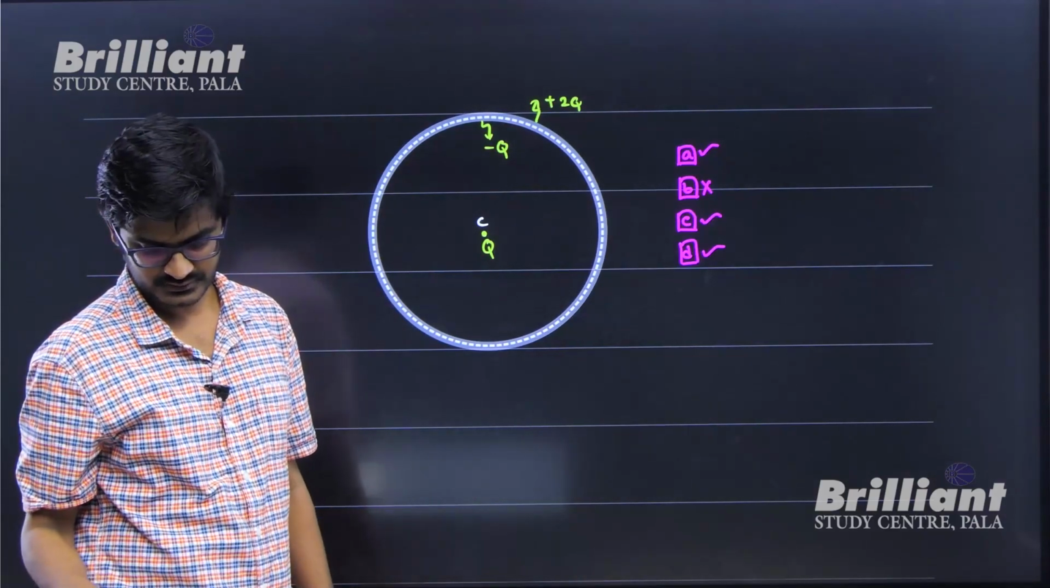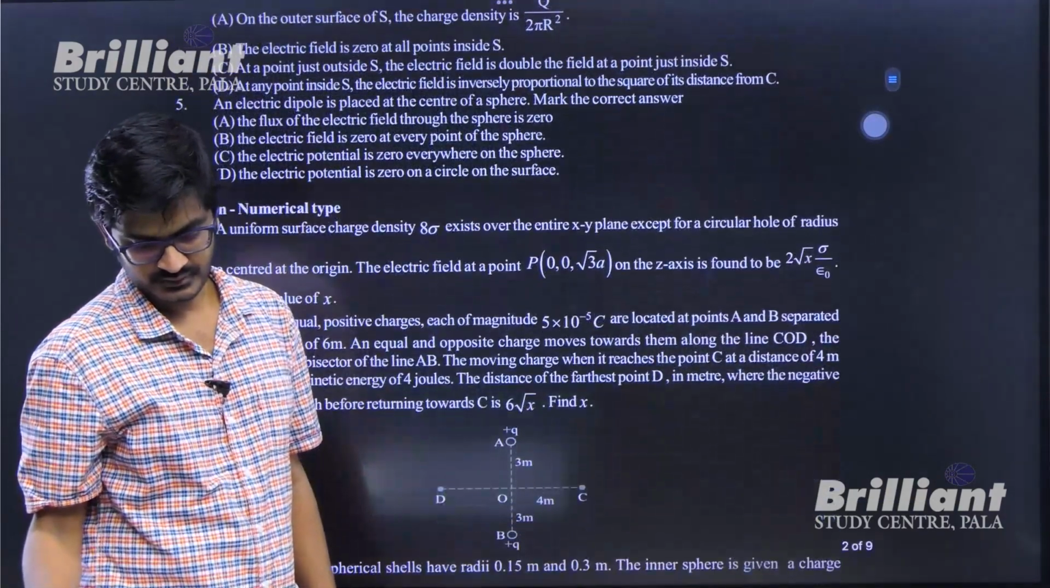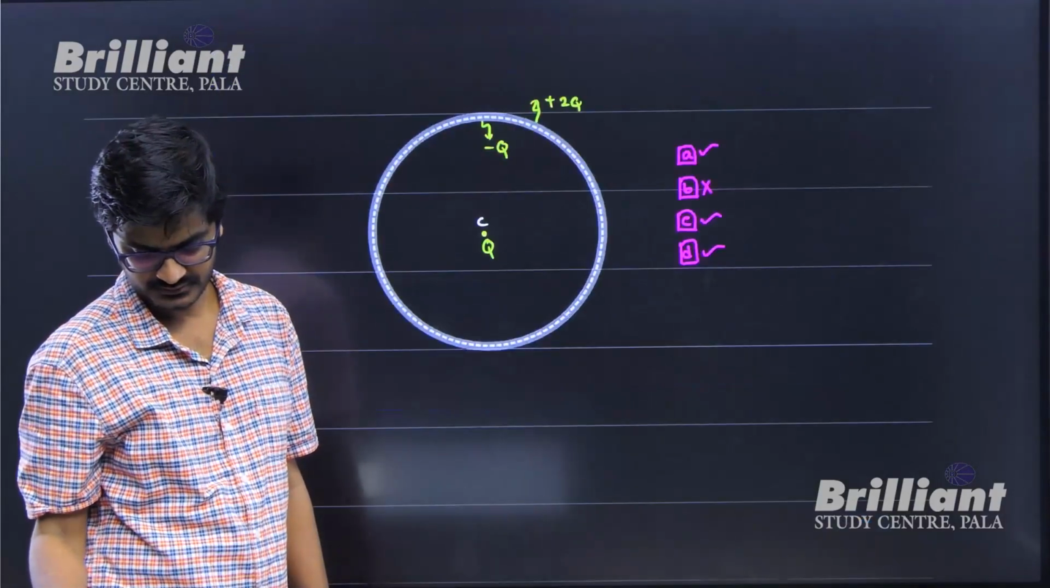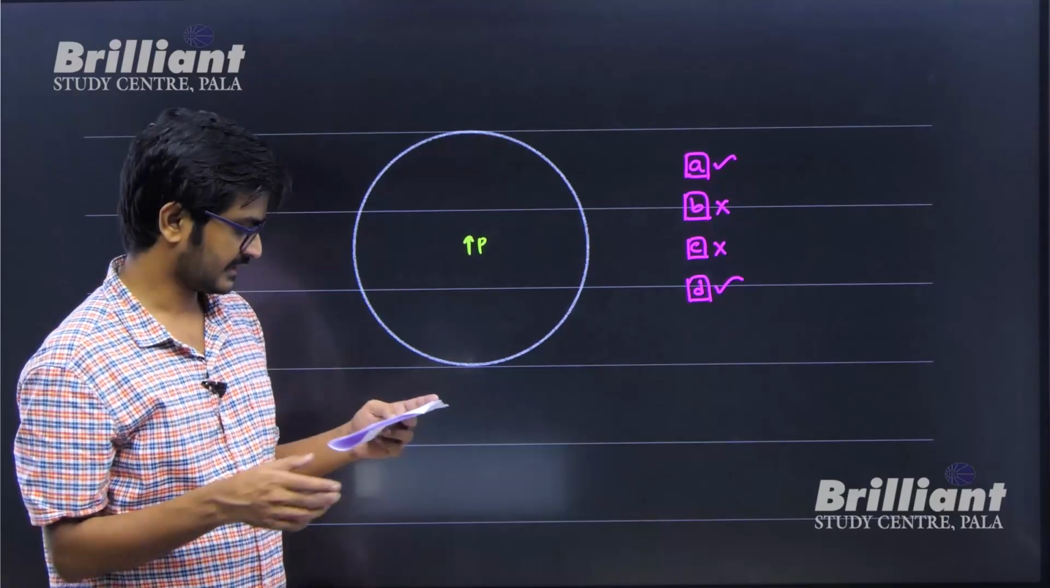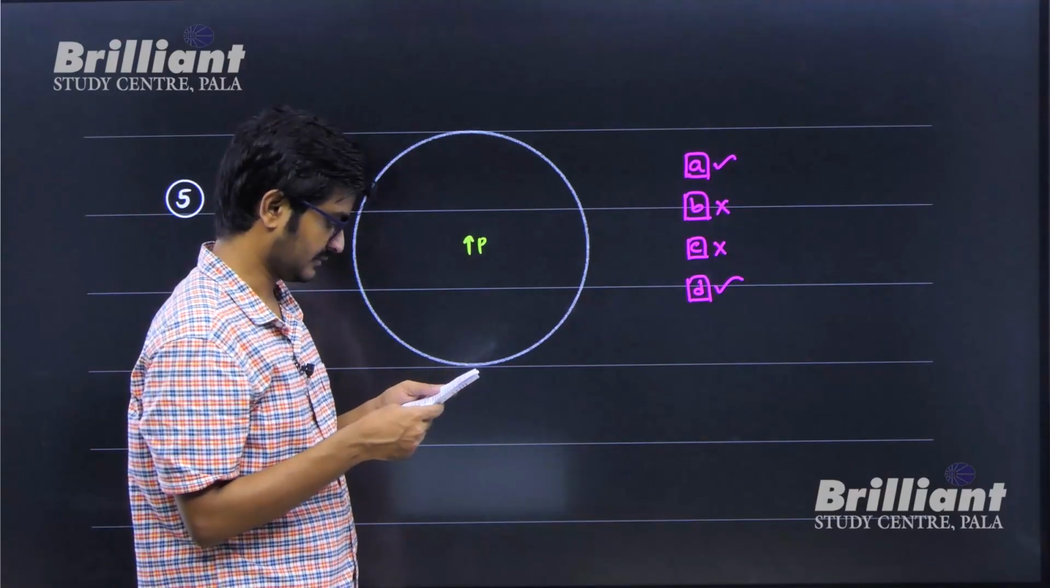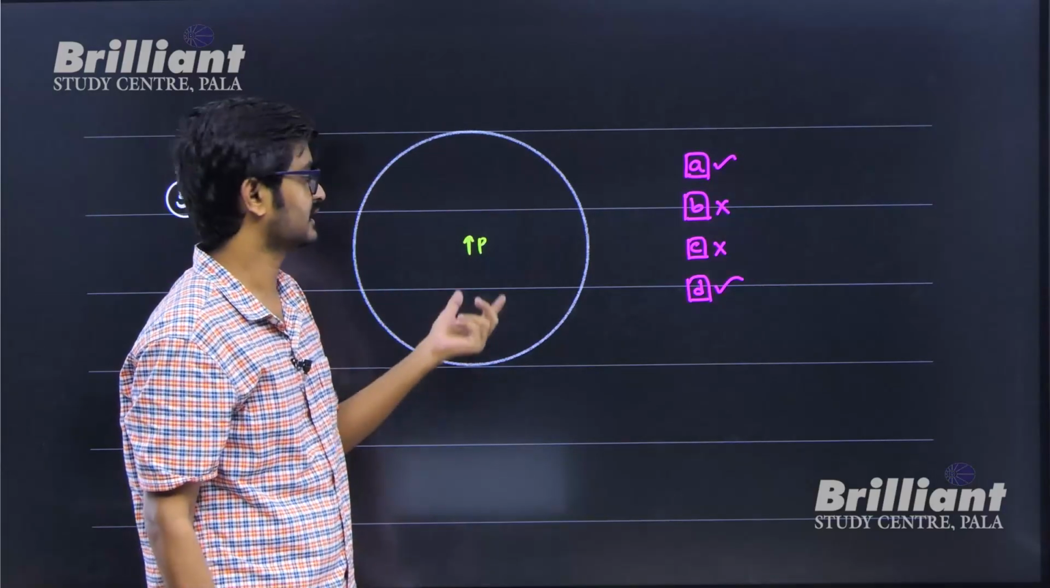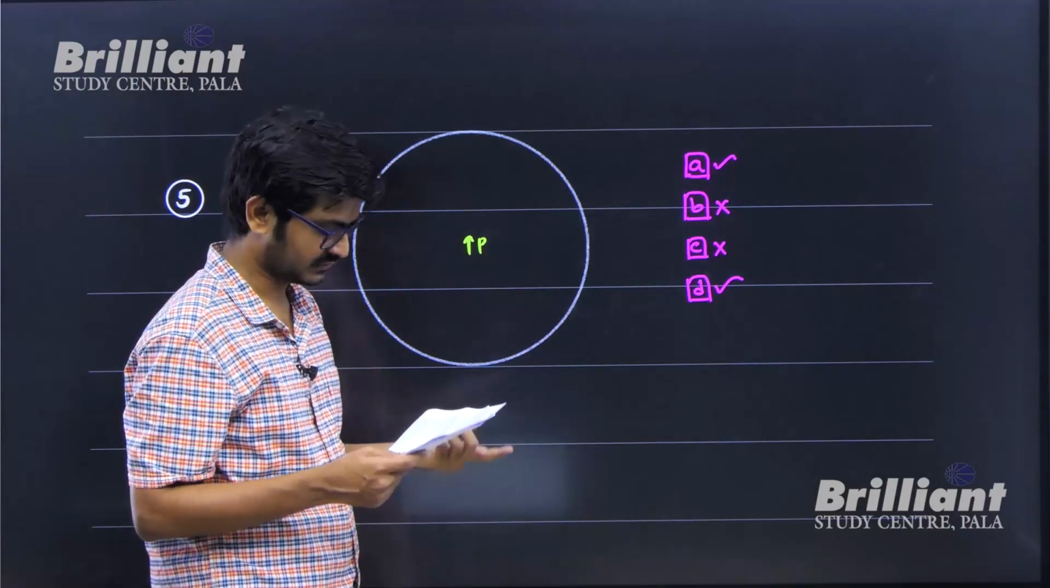Okay, the next question. An electric dipole is placed at the center of a sphere. Mark the correct options. The flux of electric field through the sphere is 0. Flux depends on the total charge enclosed. Total charge enclosed is 0, so flux will be 0.